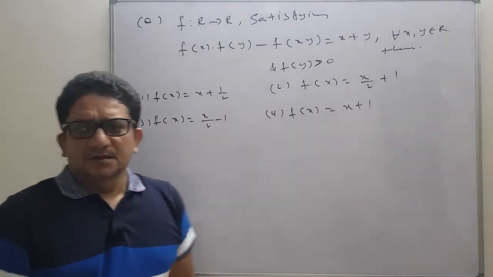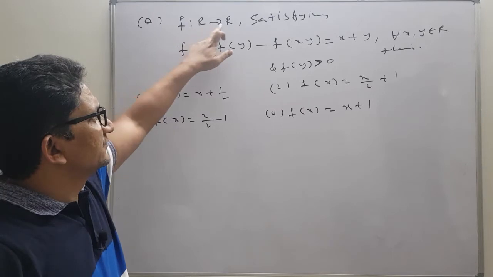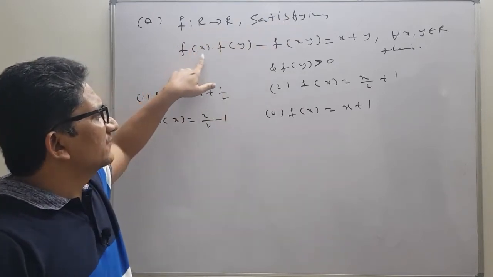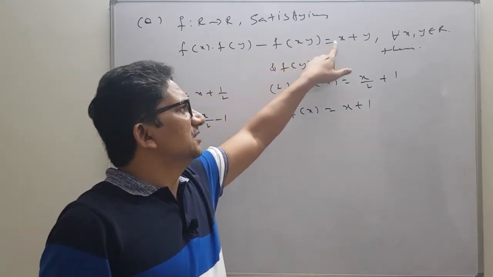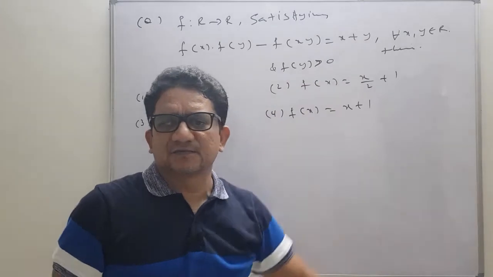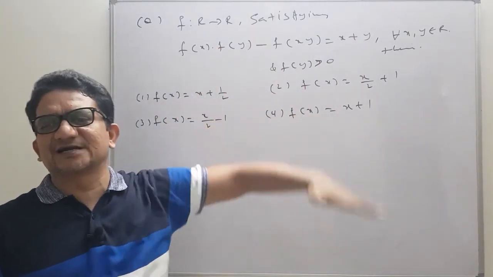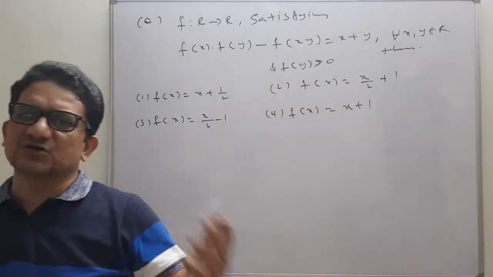Okay. Now see the solution of this question. They are given that f is defined from R to R, satisfying f of x into f of y minus f of xy is equal to x plus y. So x and y are both real numbers, but it does not belong to any of the standard types we observe. So then we need to apply some logic to solve this problem.